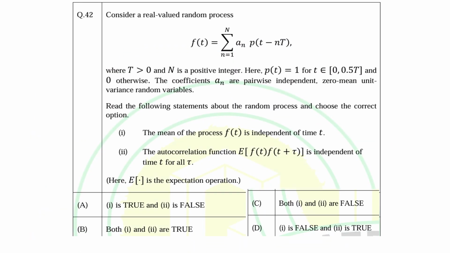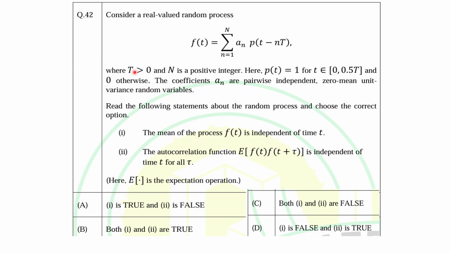Okay, let's go to the question. Question number 42, you can check it. Consider a real-valued random process f(t) given by the summation of n equal to 1 to N of a_n p(t minus nT), where t is greater than 0 and N is a positive integer. Here p(t) is equal to 1, and 0 otherwise.